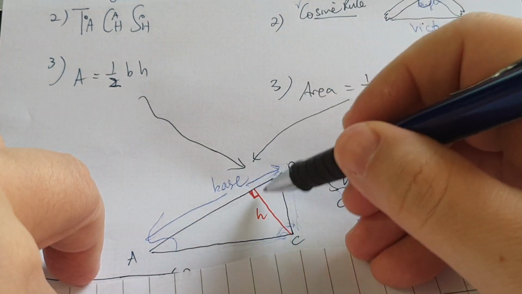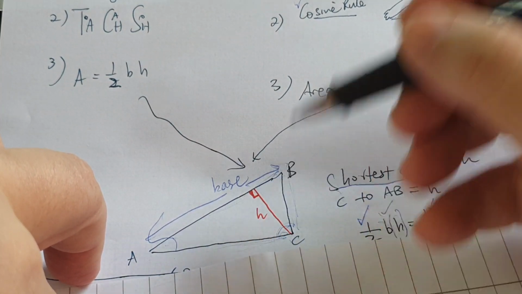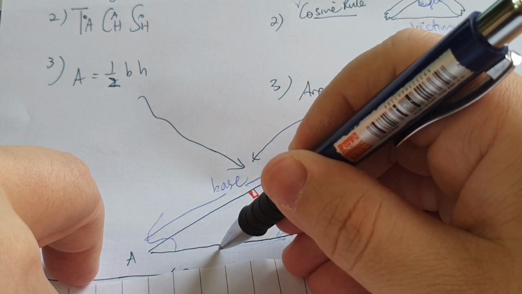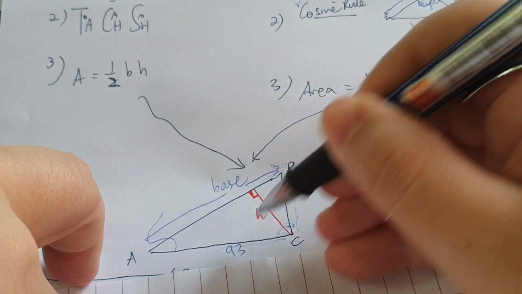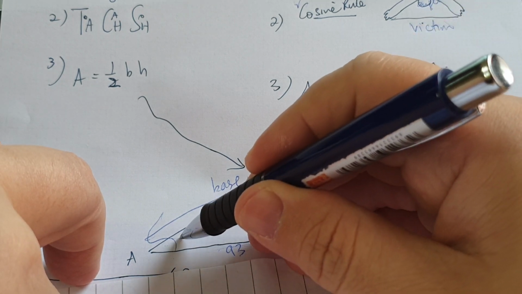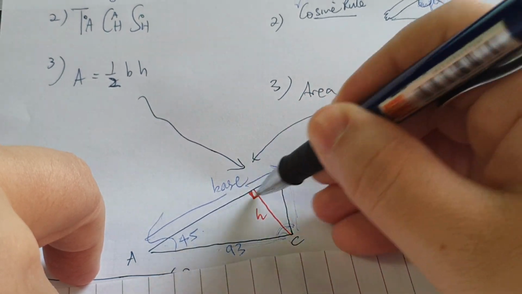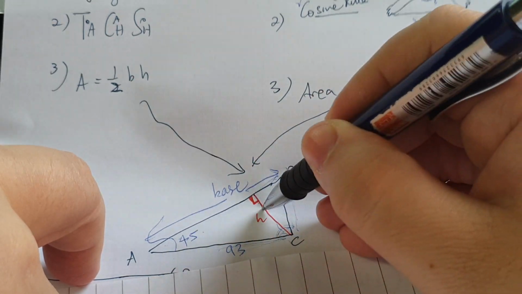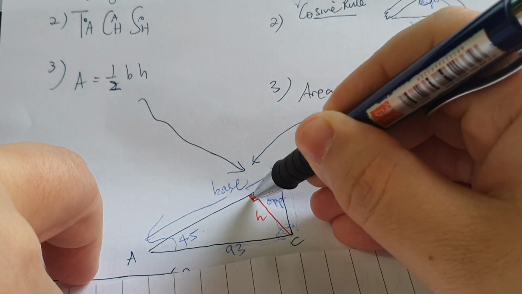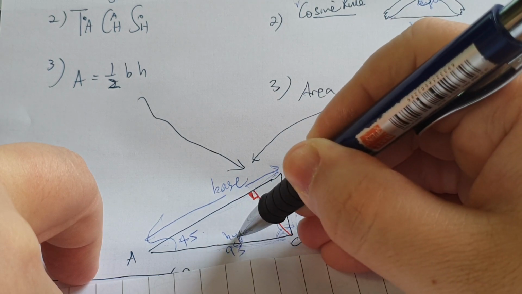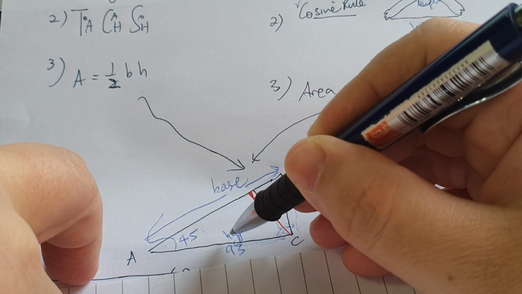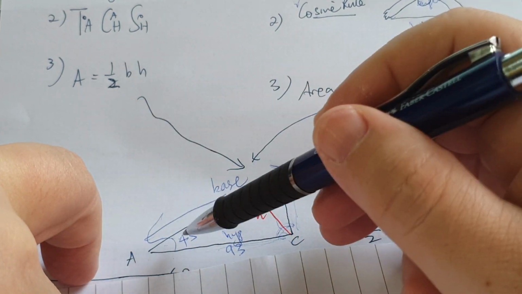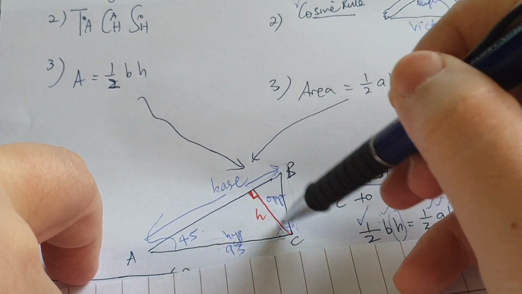Another way to find this length is this. Let's say you know that this is, let's say, 93, and then you know this is, let's say, 45. There, right angle triangle. So this is opposite, and this is hypotenuse, right? So what is O and H? O and H is sine, right? So you can use sine to find this one also.